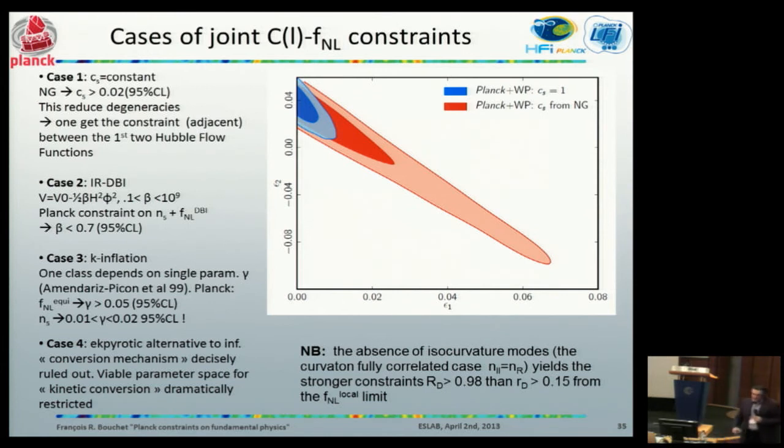Ekpyrotic, as another, which is actually an alternative to inflation, is a little bit of a different case because there is some flexibility in the theory, let's put it this way, in terms of the predictions it can make. So one mechanism, which was called the conversion mechanism, was already constrained by the previous analysis from WMAP. Now this is decisively ruled out. But even the newer scheme of kinetic conversion is now dramatically reduced, and there is very little space left for that approach.